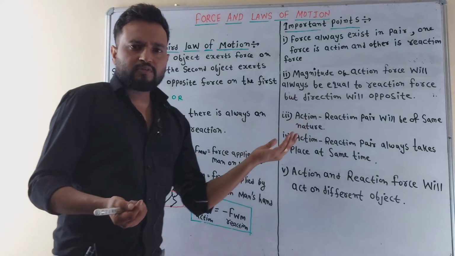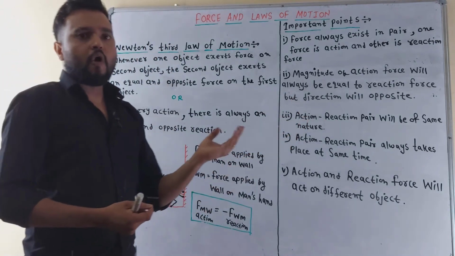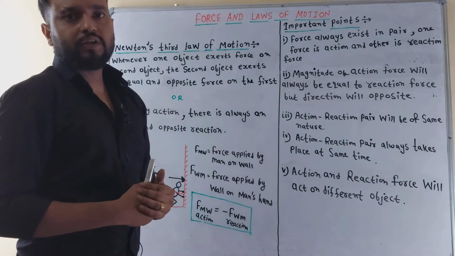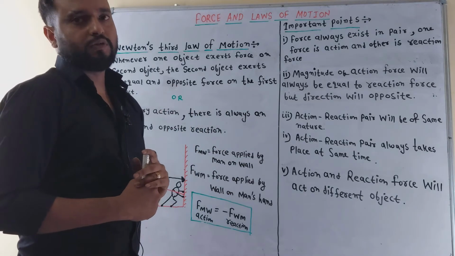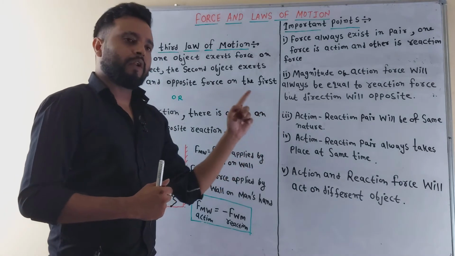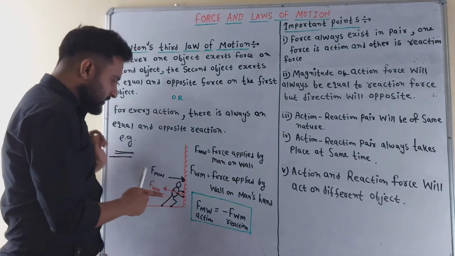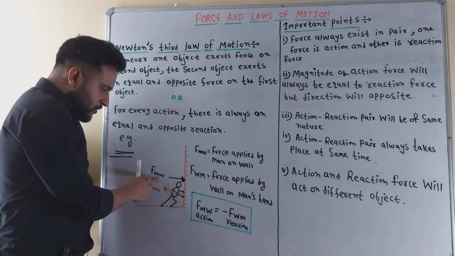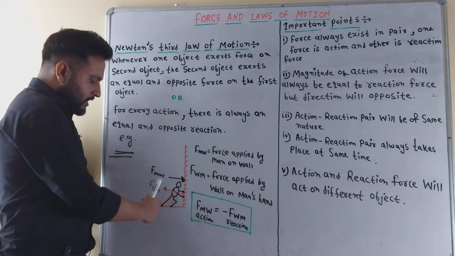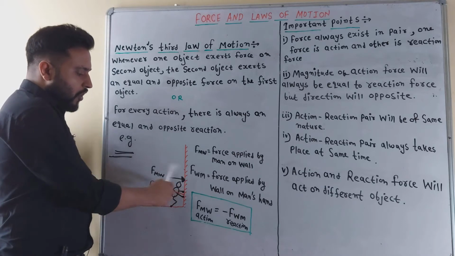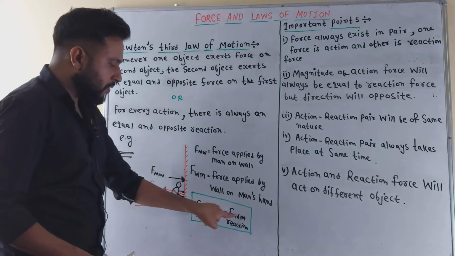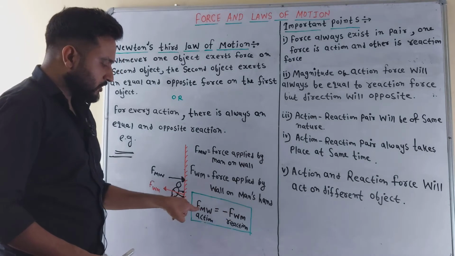But what is magnitude? The numerical value of any quantity is called magnitude. Let's say 2 liters of milk. Here 2 is the magnitude. So the magnitude of action force and reaction force will be equal but in opposite direction. As we can see here, FMW is the action force applied by this man and FWM is the reaction force applied by the wall on the man's hand. So the magnitudes of FMW and FWM are equal but the direction is opposite.